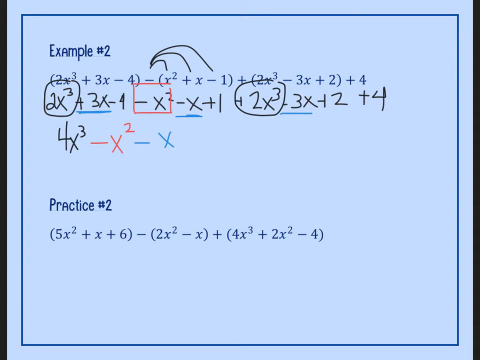So our constants are going to be the numbers that don't have an x, and so I have a negative 4 plus 1 plus 2 plus 4. So negative 4 plus 1 is negative 3. Negative 3 plus 2 is negative 1. Negative 1 plus 4 is a positive 3. And that'll be your complete answer.